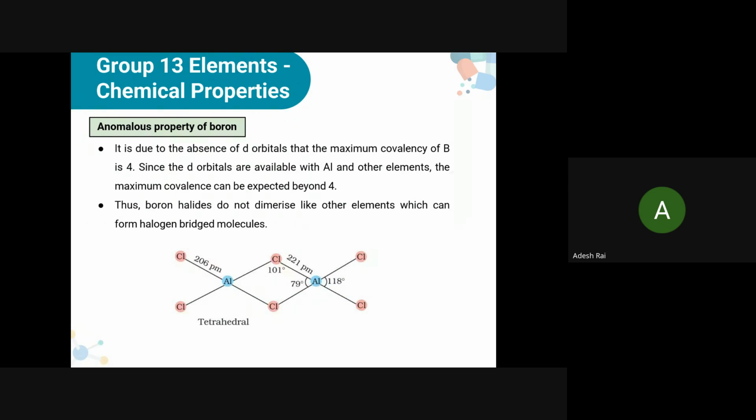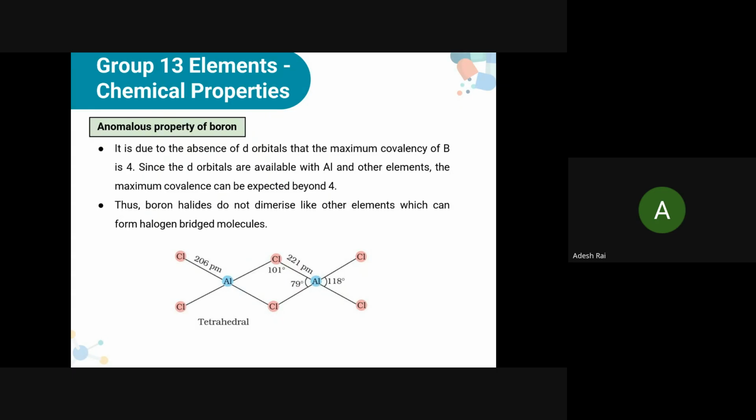So we know that the maximum covalence of a second period element is 4, which is what is written over here. And what is the reason for that? Because they don't have d orbitals available, right? So what does the anomalous property of boron say? Due to the absence of d orbitals, the maximum covalence of boron is 4. Since d orbitals are available with aluminum and other elements, a maximum covalency beyond 4 can be expected. Is that clear?